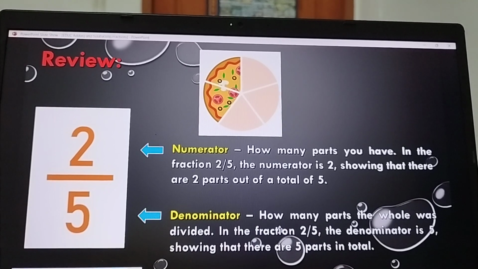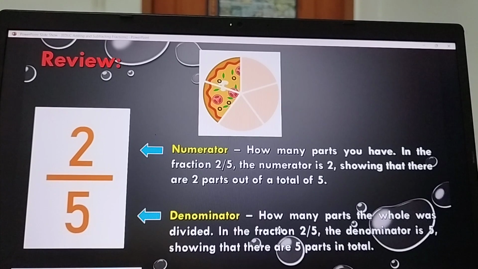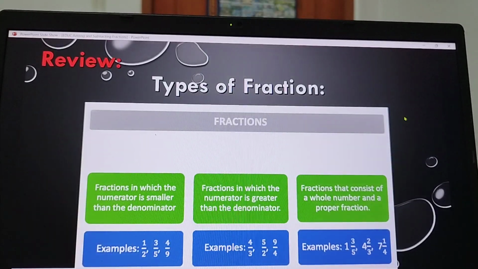So again, quick review. The top number of a fraction is called the numerator. How many parts do you have? The bottom number is called the denominator. How many parts was the whole divided into? Okay? Very good. Next slide.